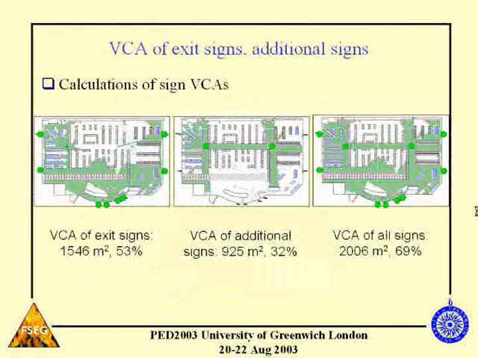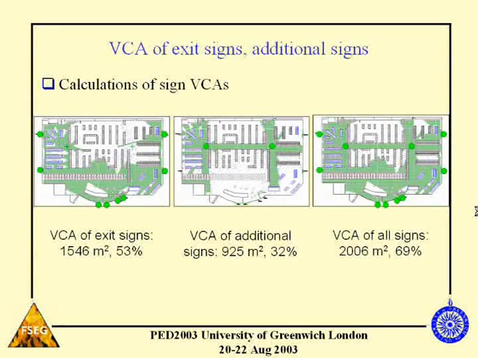Now here are the visibility catchment areas that we've calculated. This is based on the existing signage in the store. And as you can see, it's physically possible to see an exit sign from 53% of the floor area. But there are vast regions in which you can't see a sign to an exit at all.